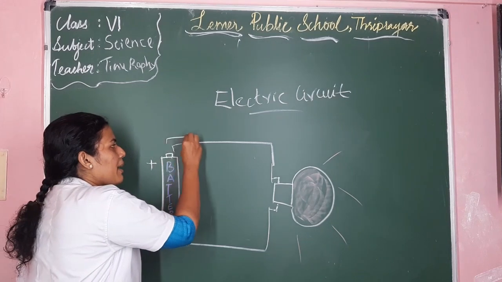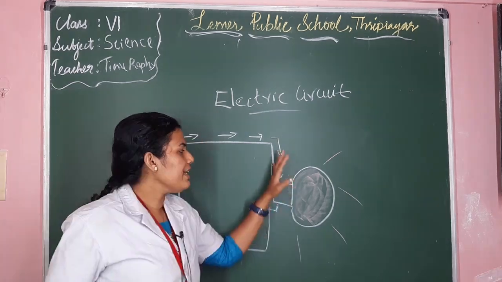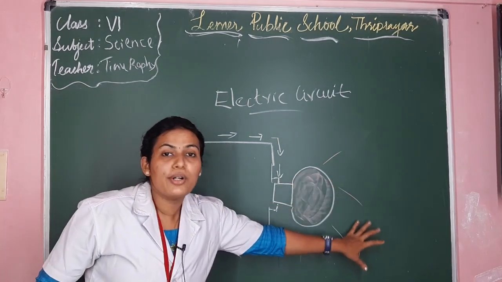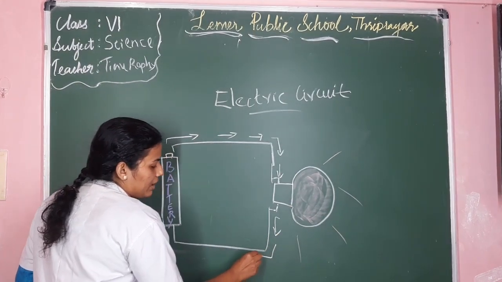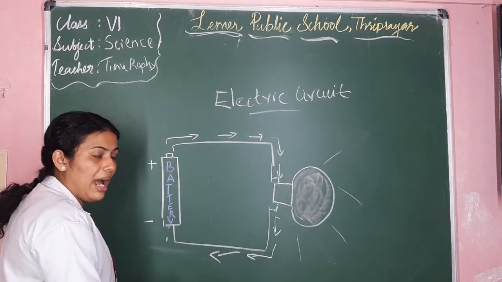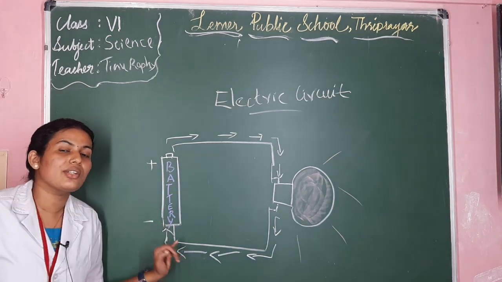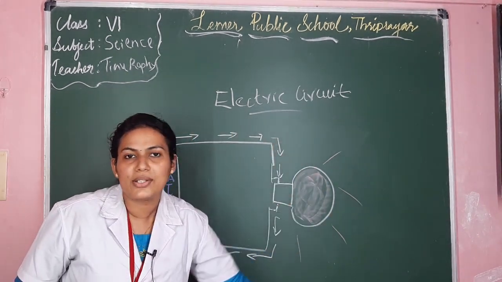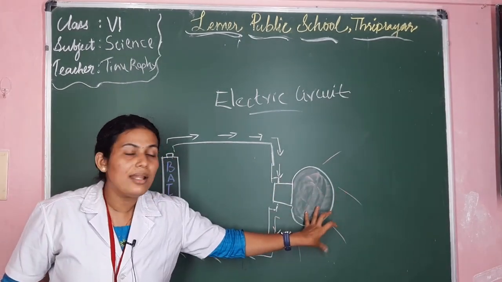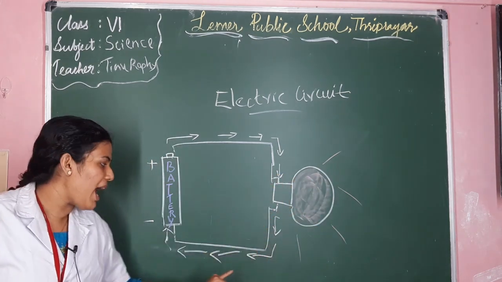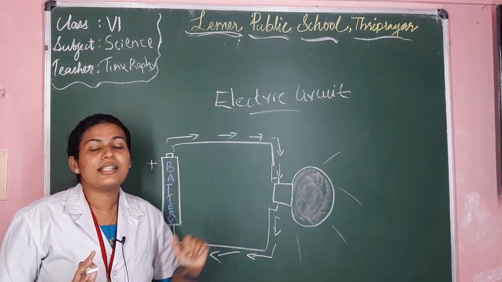So the current moves from here. Current moves in this direction. It reaches the bulb. Now the bulb glows and the energy is transferred. And from the bulb, the current flows through the wire back to the negative region of the battery. So this is how a circuit is formed. Here the energy is flowing from the battery and it reaches the bulb, the bulb glows, and the energy goes back to the battery. And this is how an electric circuit is formed.